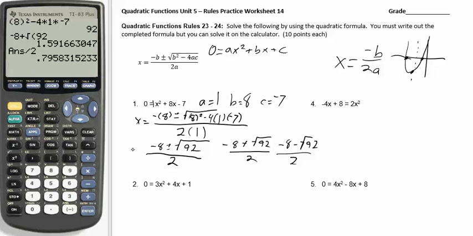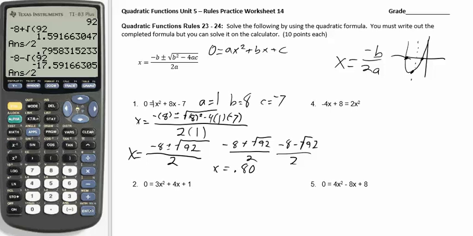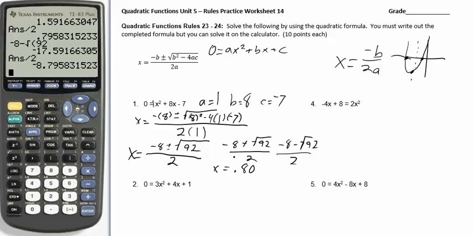So x equals 0.80 as I round that. And then I'm going to do the same thing with minus. -8 minus the square root of 92. And I'm going to hit enter and then divide by 2. So it also equals, going to do this with brackets so I can do a list, negative 8.80. So those are my two answers.